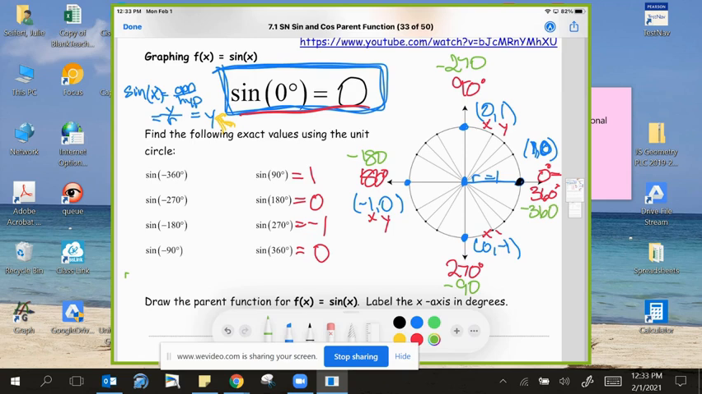Okay. So again, we want the y coordinate for each of those. At negative 360, that y coordinate was 0. At negative 270, our y coordinate is 1. At negative 180, that y coordinate is 0. At negative 90, that y coordinate is negative 1.